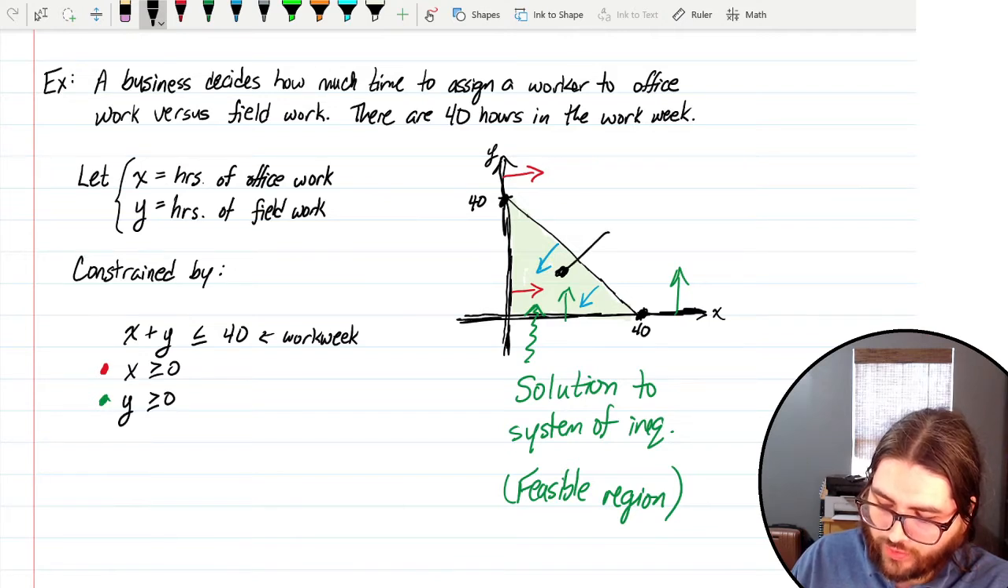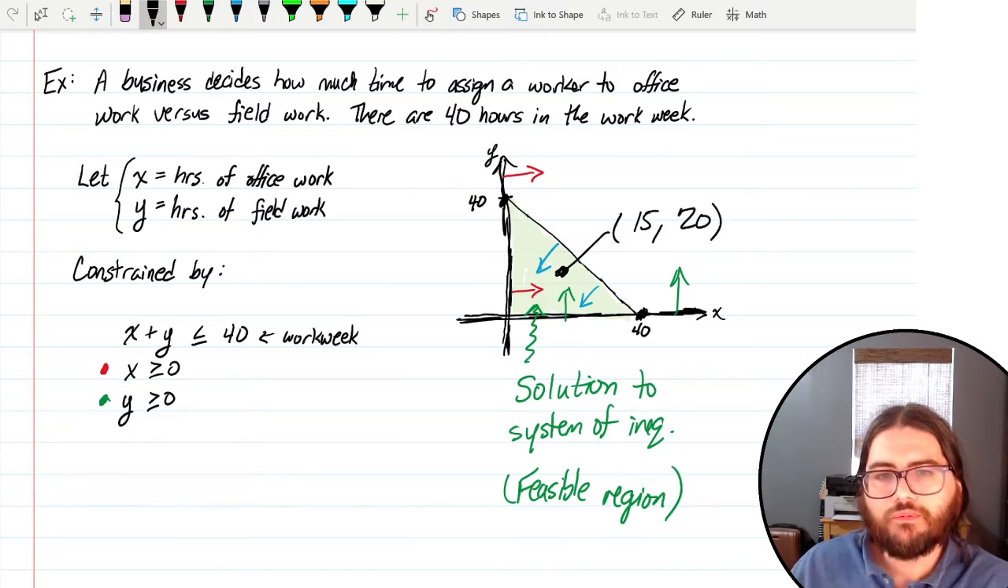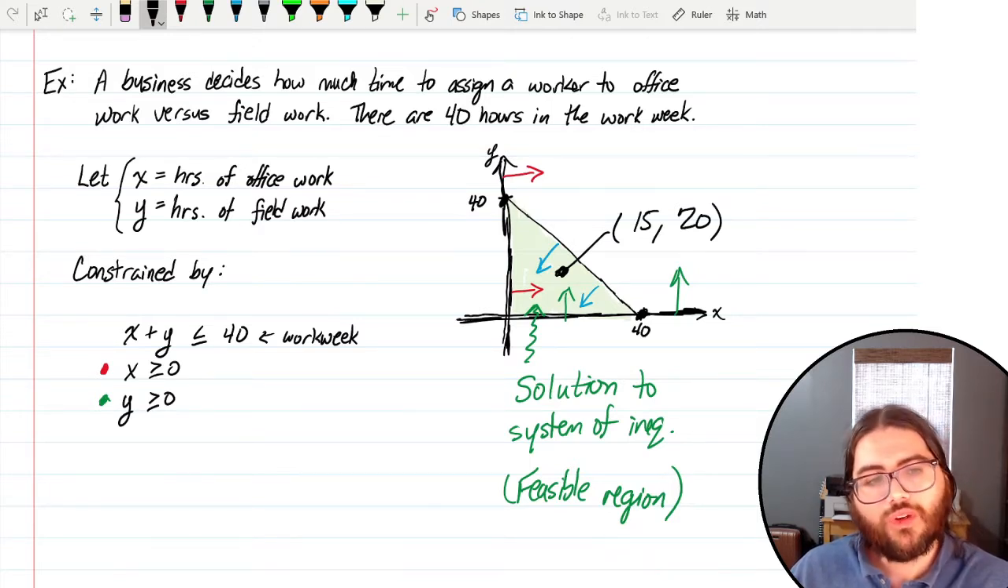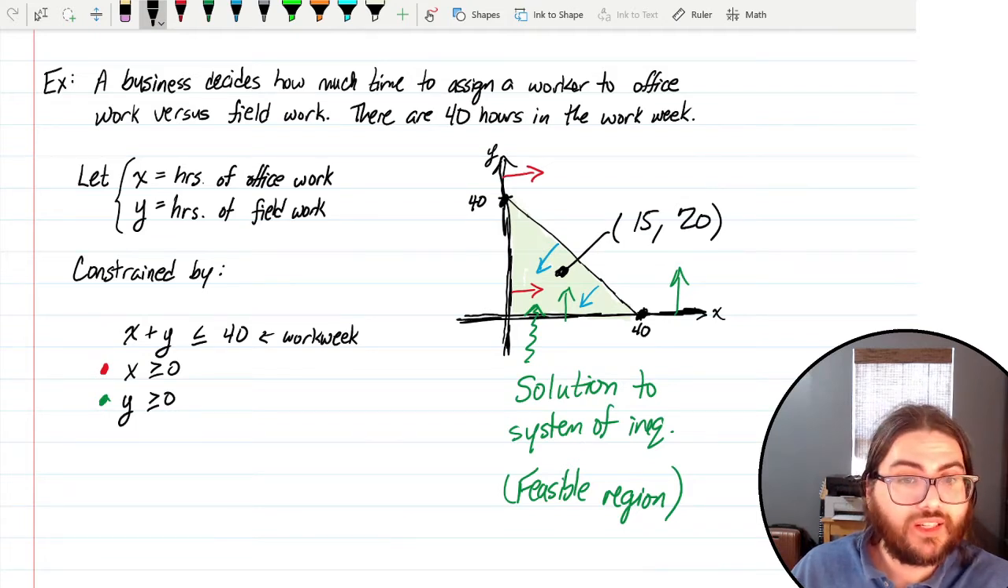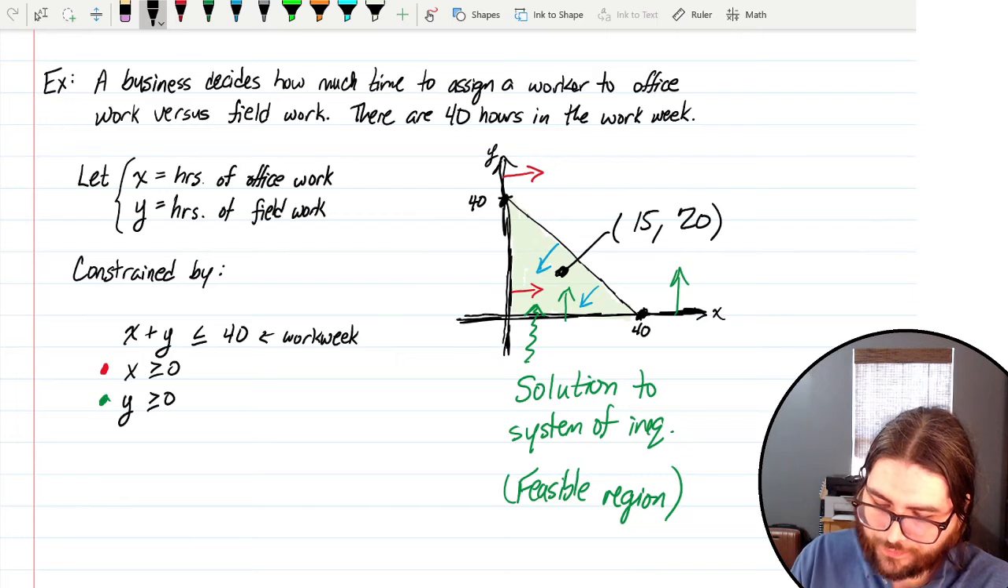This point, let me call it 15 and 20. It is possible to choose that point. 15 plus 20 is less than 40, as well as 15 is greater than 0 and 20 is greater than 0. I plugged in those numbers into all three of my constraints. So it is possible to choose it.